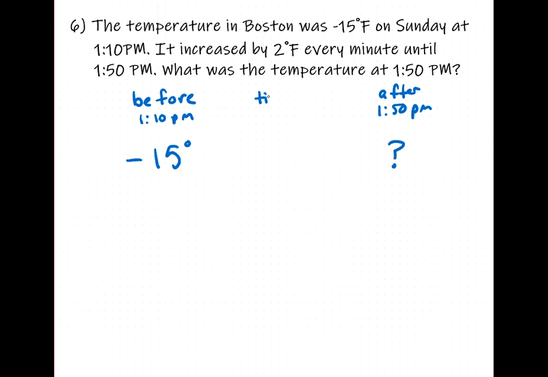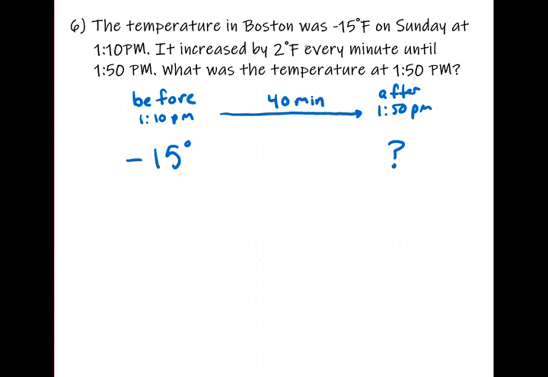And then between the 1:10 and the 1:50, what's happening? Well, the temperature's going up each minute. So how many minutes are there between 1:10 and 1:50? From 1:10 to 1:50, it looks like there's 40 minutes. All right, so now we know a little bit more. Instead of saying it increased 2 degrees every minute, we could say it increased by 2 degrees every minute for 40 minutes.